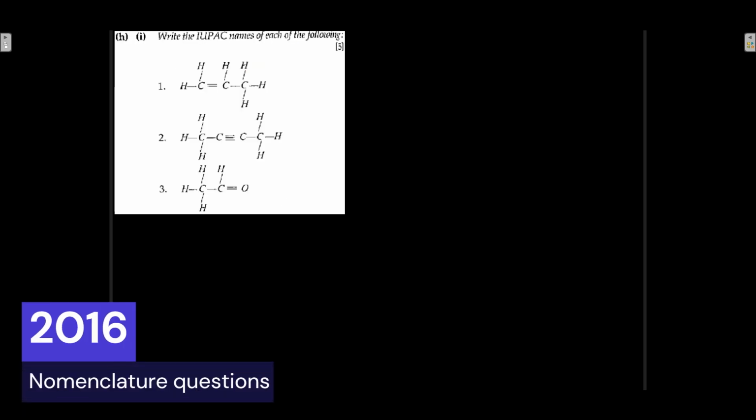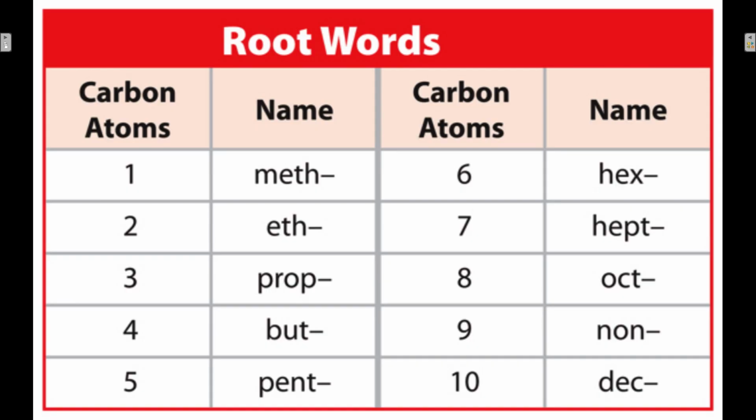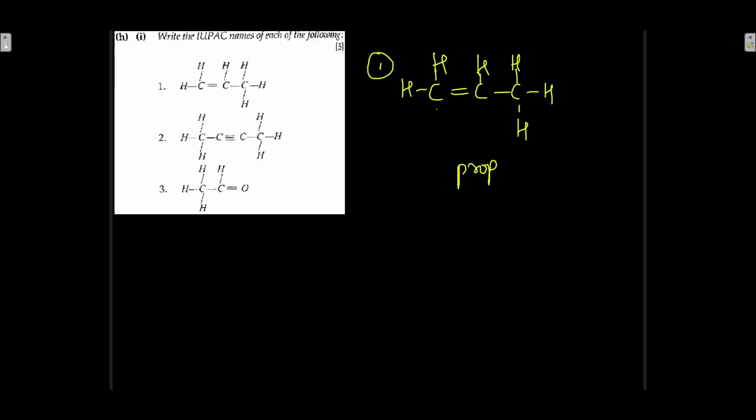This is 2016. Write the IUPAC name of each of the following. You can see here. If it's not visible, I will write H double bond C, H, C, H, H and H. So you have to write the name of this. 1, 2, 3 carbons, prop, word root. There is a double bond, so ene. Where is the double bond? At the first carbon. If you number it, the double bond should get the smallest possible number. So here, prop-1-ene. You can also write just propene.